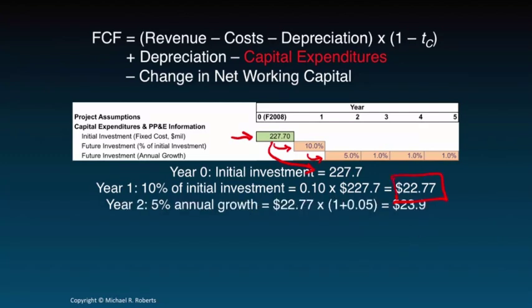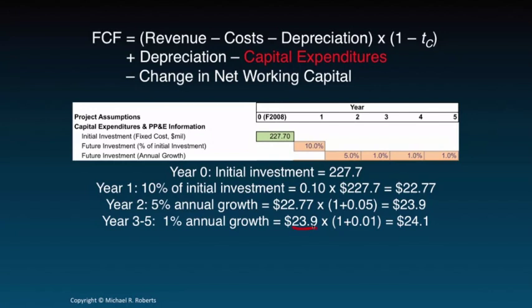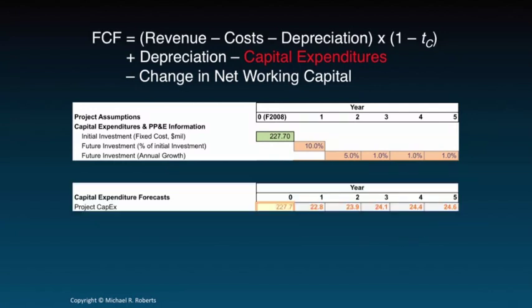For year two, we're going to grow that at an assumed 5%. So we compound up the $22.77 million at 5% to get a forecast of capital expenditures in year two of $23.9 million. And continuing that growth process for years 3, 4, and 5, at 1%, we're ultimately going to arrive at our projected capital expenditure series. There it is.